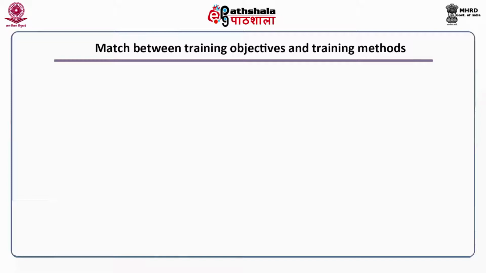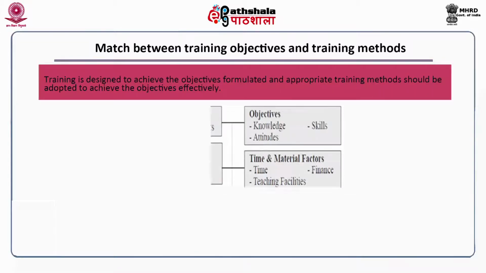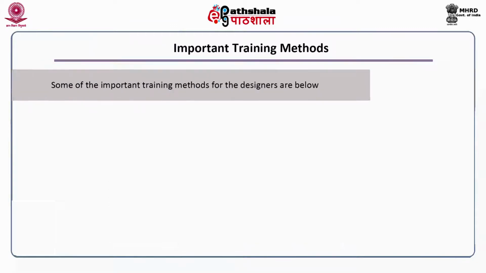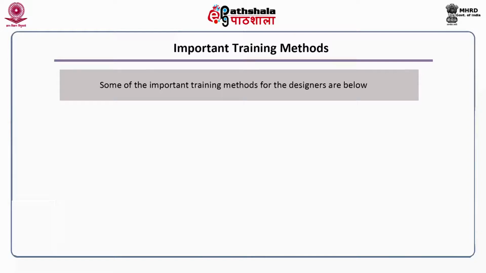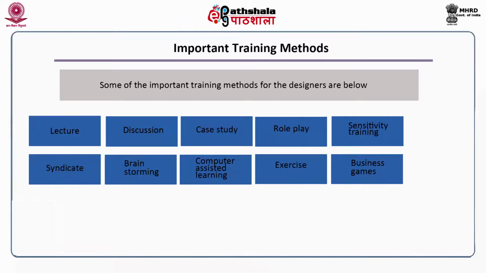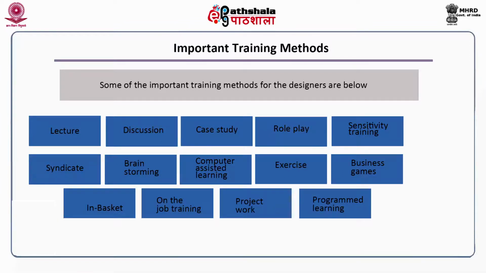There should be a match between training objectives and training methods. This can be seen in this diagram. Training is designed to achieve the objectives formulated, and appropriate training methods should be adopted to achieve these objectives effectively. Some of the important training methods are lectures, discussions, case studies, brainstorming, role plays, project work, in-basket exercises, on-the-job training, and so on and so forth.